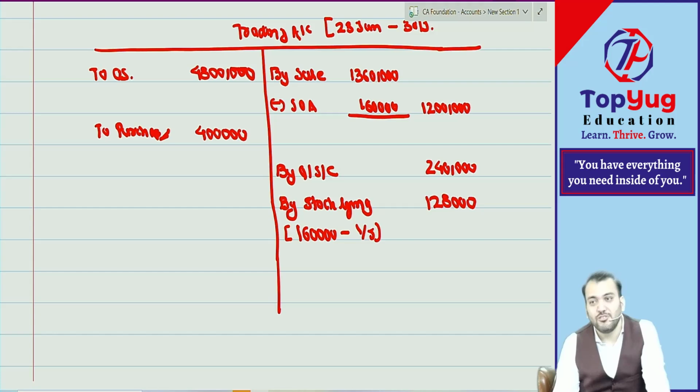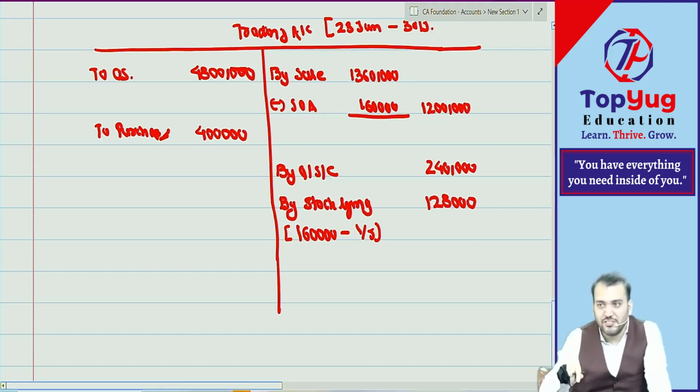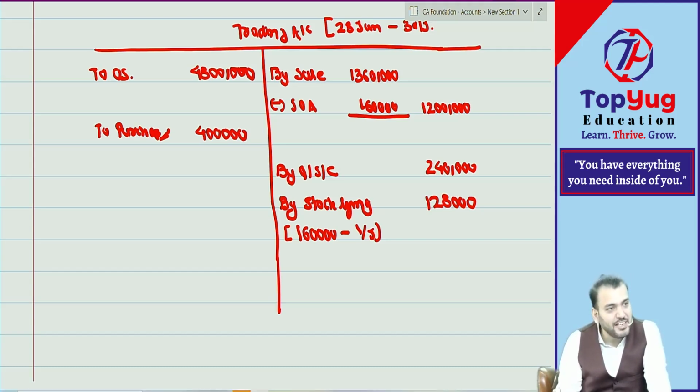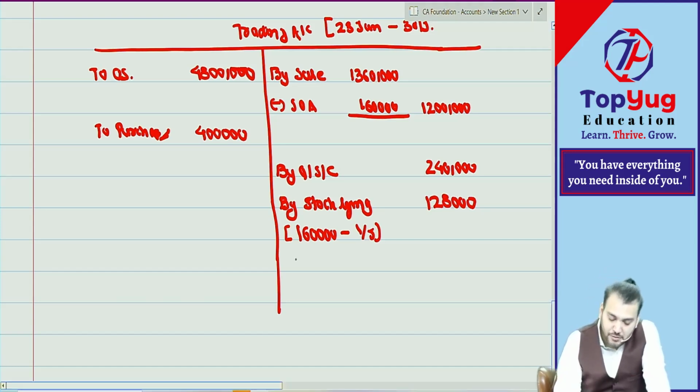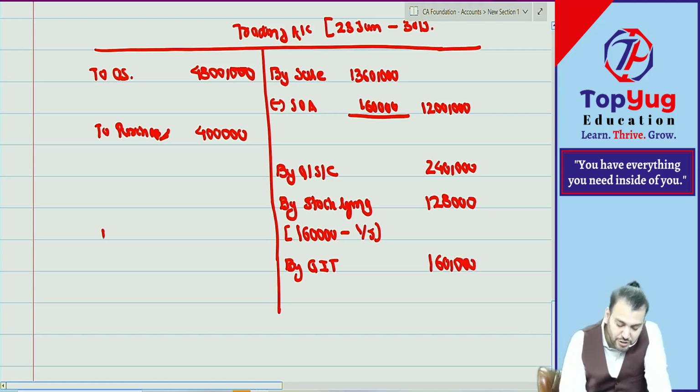Correct. What is the journal entry for goods in transit? I have given it in the final accounts chapter. Goods in transit to trading account: either deduct from purchase or write it on the credit side. That is also stock. So goods in transit is how much? 1 lakh 60,000. Now we need to find out GP. What is the total sale?